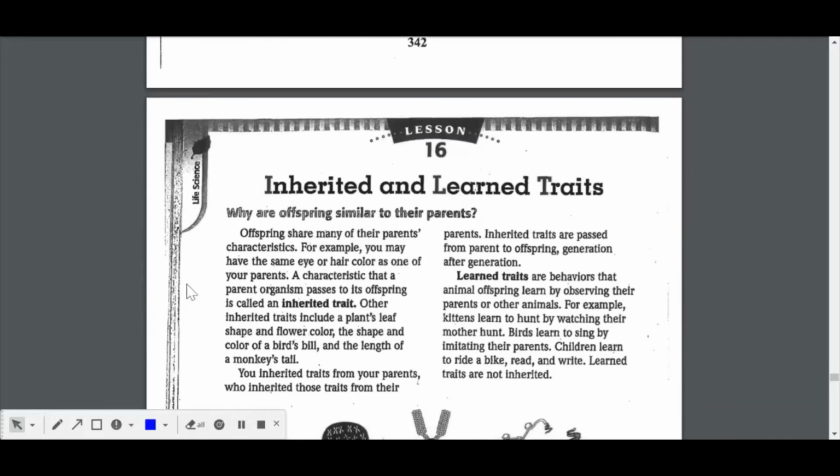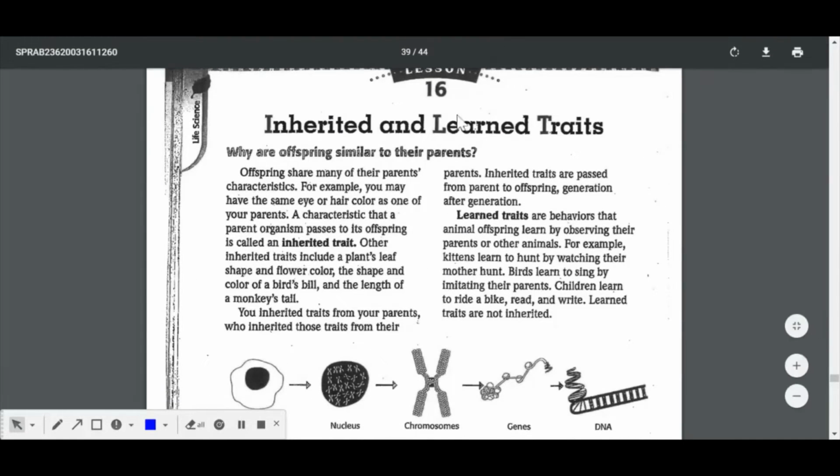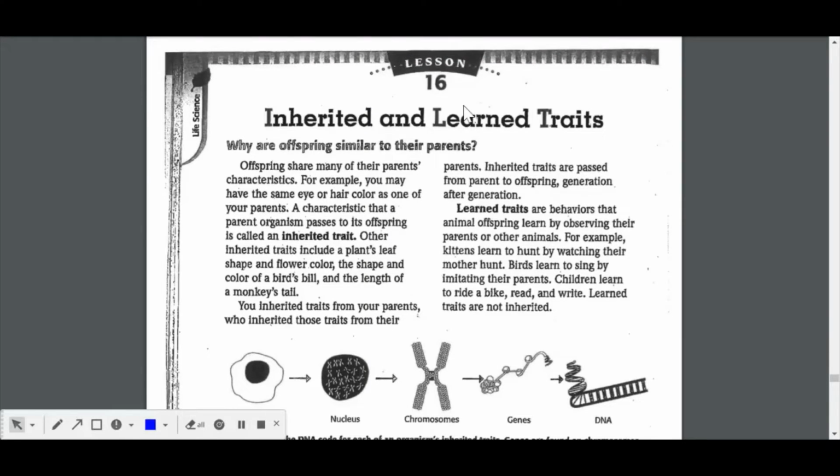Moving on to lesson 11, same thing, the lessons at the top do not correspond to the actual lessons. This one talks about inherited and learned traits. That's similar to the adaptations that we did yesterday. It says, inherited and learned traits. Why are offspring similar to their parents? If we're unsure what the word offspring means, I could maybe underline it. But looking at the rest, it says their parents. So my assumption would be that an offspring is like a child of a parent. And it talks about traits.